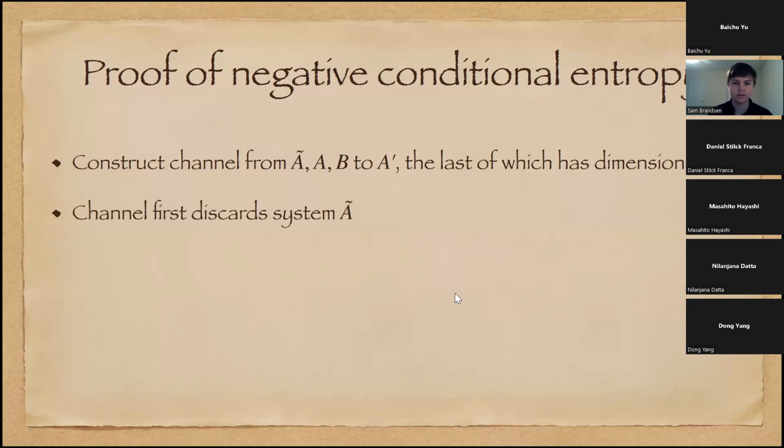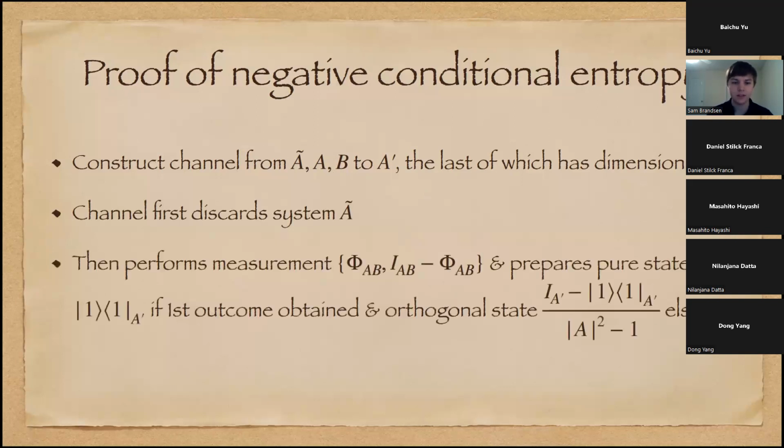we suppose that this channel first discards system A tilde. And then we can suppose that the channel next performs a quantum measurement where the first outcome of the quantum measurement corresponds to the EPR state. And the second one is going to just then, of course, be the identity minus the EPR state. If we observe the first outcome corresponding to the EPR state, we'll prepare a pure state afterwards. And if we observe the second outcome, we'll prepare the orthogonal state. And we can show that this is going to be a conditional mixing operation.